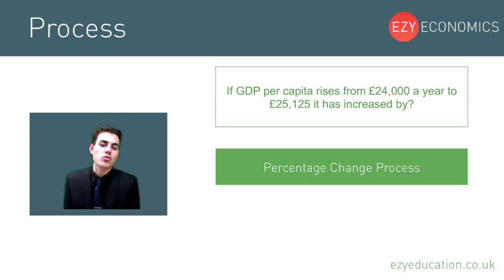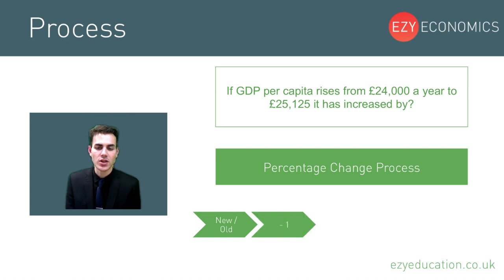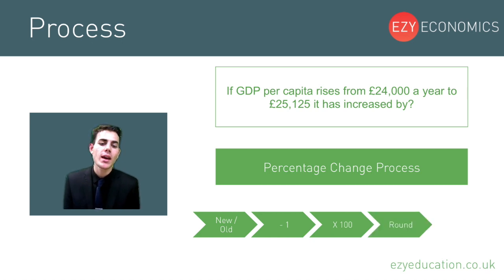And to do that, we need to remember what the percentage change process is. The first thing you have to do when calculating percentage changes is to do the new value divided by the old value, which is given to us in the question, then subtract 1 away from that figure, multiply by 100 to put into percentage form, then round to 2 decimal places, and that gives you your percentage change value.